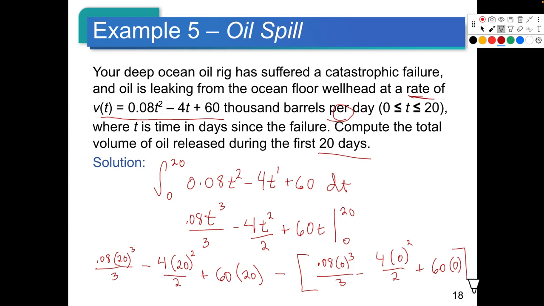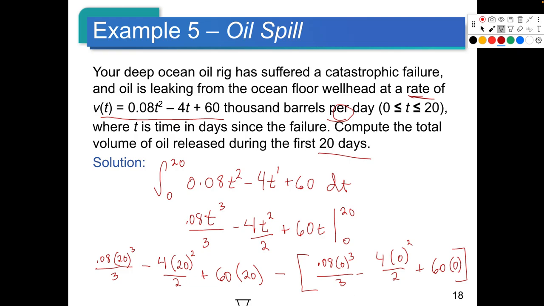Times 0. And all of these, because they all have a 0 in it, end up being 0 minus 0 plus 0. So it's all 0. Okay. So all we've got to do is calculate this part, plug it in the calculator, right? We're going to get some bigger numbers. 20 to the third power is probably pretty big. 8,000 maybe. Maybe not huge, but. And then we multiply by 0.8 and all that kind of stuff.